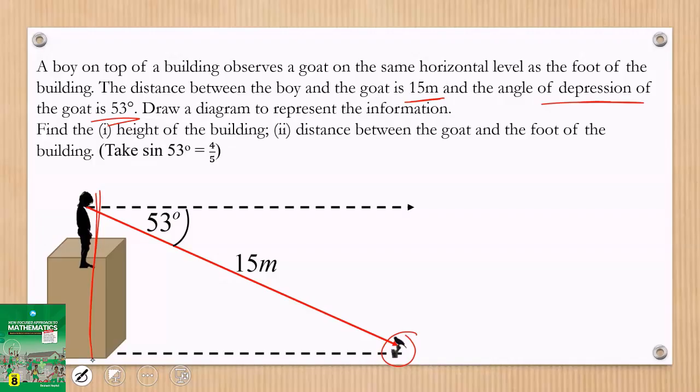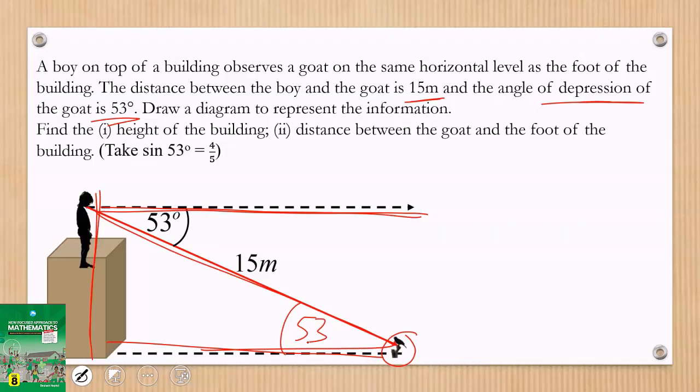Now, remember we've done what we call alternate angles. So if you look at alternate angles, then this line and that line are parallel, so the angle will alternate here. So 53 can be put here. You get it? Good.